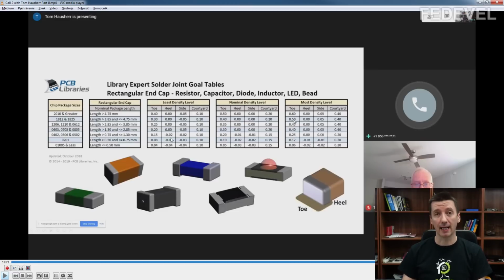And to make life easier, as I mentioned before, Tom and his company created this kind of calculator or software which automatically integrates these numbers, toe, heel, side, for different kinds of components, and you just put in the size of the component, size of the path, and the calculator or the software will automatically calculate the right path size. So let's have a look at this software.